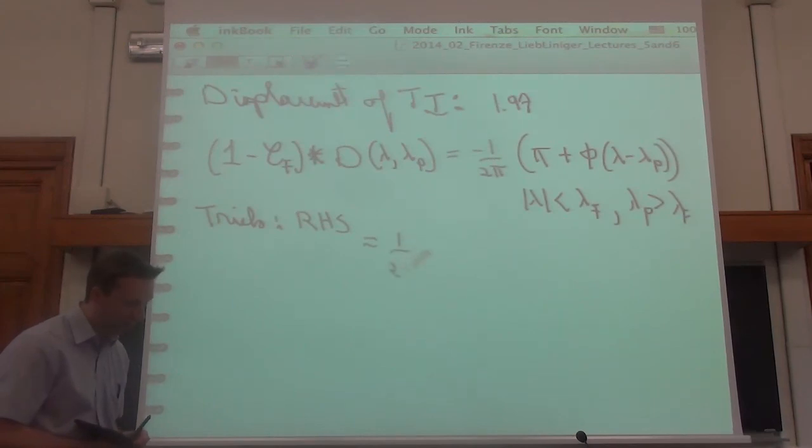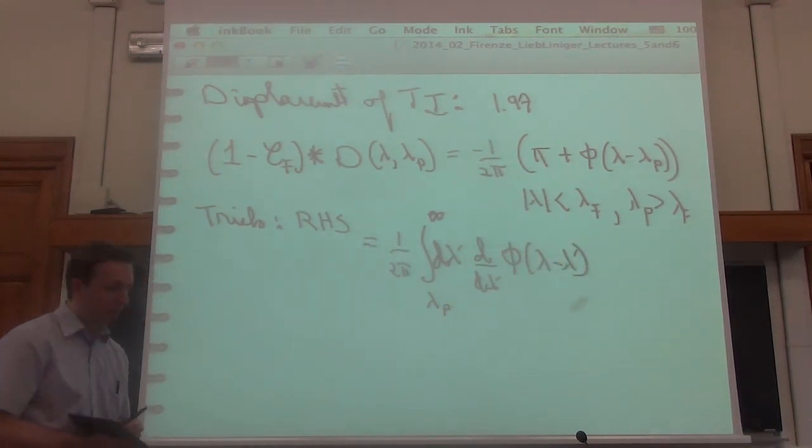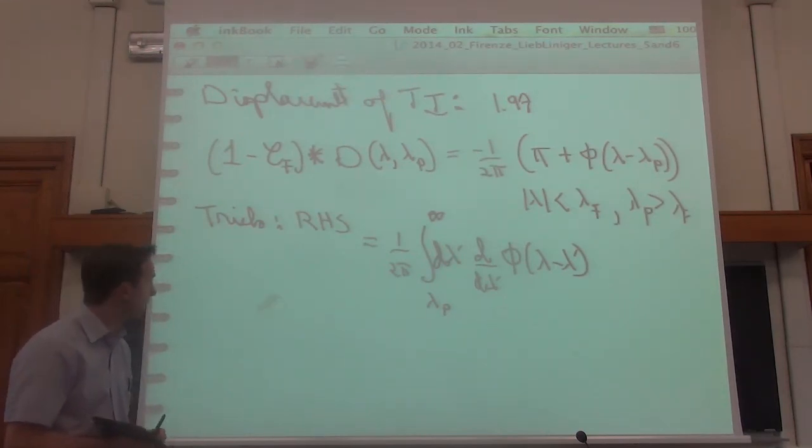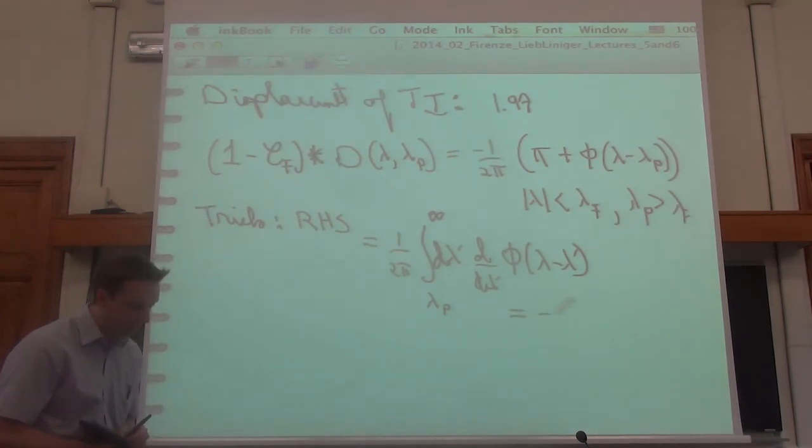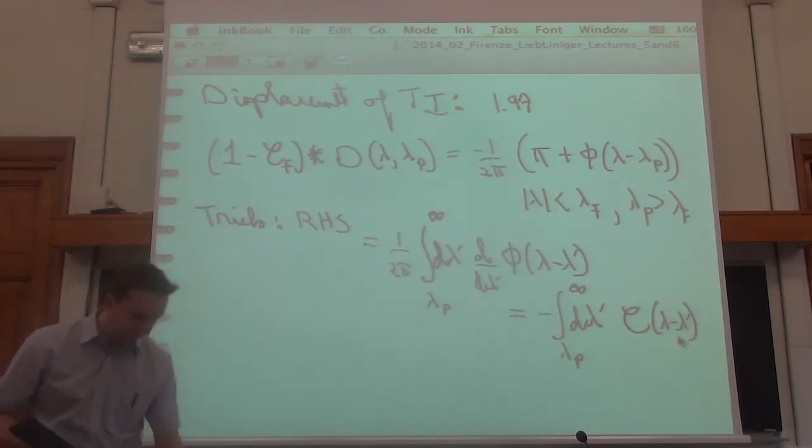It's 1 over 2 pi integral from lambda p to infinity, d lambda prime of phi of lambda minus lambda prime. Okay, so it's just a simple identity, and this essentially becomes equal to minus integral from lambda p to infinity d lambda prime, our kernel that we have, lambda minus lambda prime. Okay, just a straightforward identity.